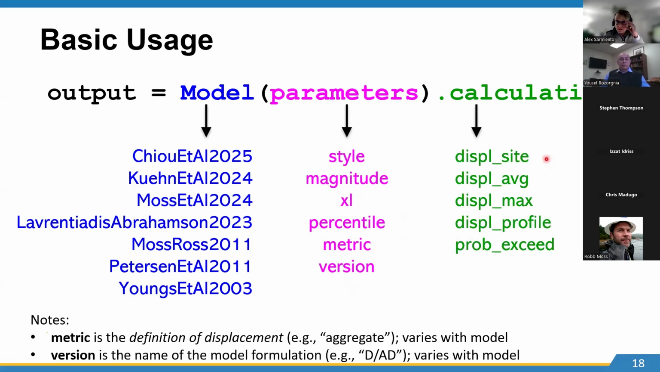The calculations available to us: we can compute the displacement at a site at our given X over L location on the rupture. We can compute the average displacement in the earthquake magnitude. The models that provide maximum displacement, we can compute that. We can also compute the displacement profile, and we can calculate the probability of exceedance curve.